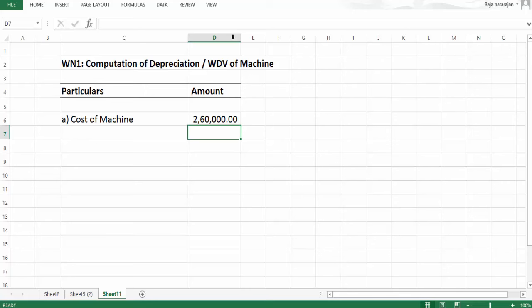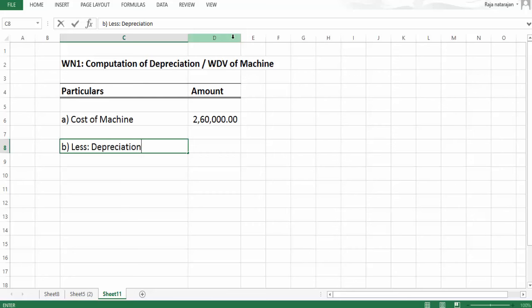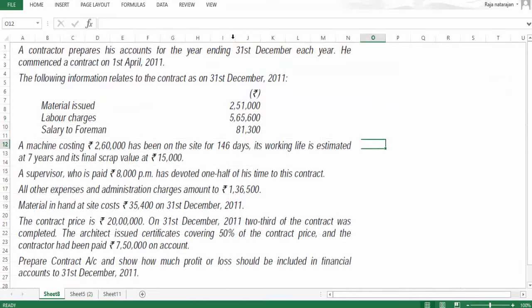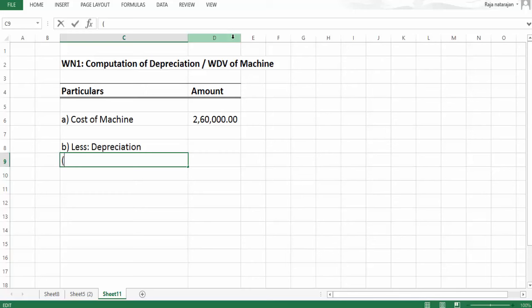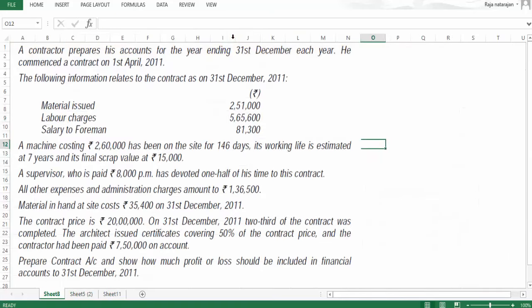When we provide for depreciation, we should take into consideration the residual value. So we'll say item B, less depreciation, and at that point we have to take into consideration the residual value as well. The residual or scrap value is 15,000. So it is 2,60,000 minus 15,000, the depreciable amount, divided by 7. This will give us depreciation per annum. But we are concerned about depreciation for a certain number of days only. How many days? 146 days.